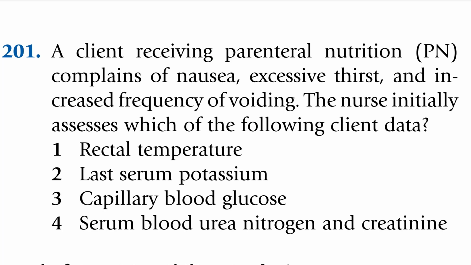201. A client receiving parenteral nutrition (PN) complains of nausea, excessive thirst, and increased frequency of voiding. The nurse initially assesses which of the following client data: 1. Rectal temperature, 2. Last serum potassium, 3. Capillary blood glucose, 4. Serum blood urea nitrogen and creatinine.